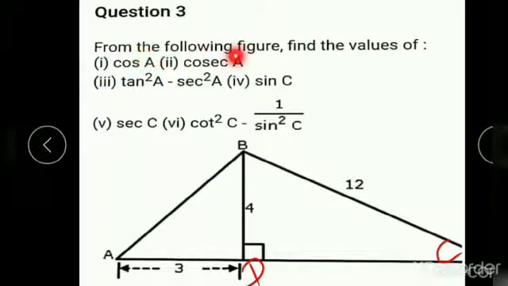We'll move on to the third one. From the following figure, find the value of: the first one is cos A, second is cosecant A, third one is tan square A minus secant square A, the fourth one is sin C, the fifth one is secant C, and the sixth one is cot square C minus 1 divided by sin square C. Here in this figure you are given two triangles. One is ADB, the other one is BDC.